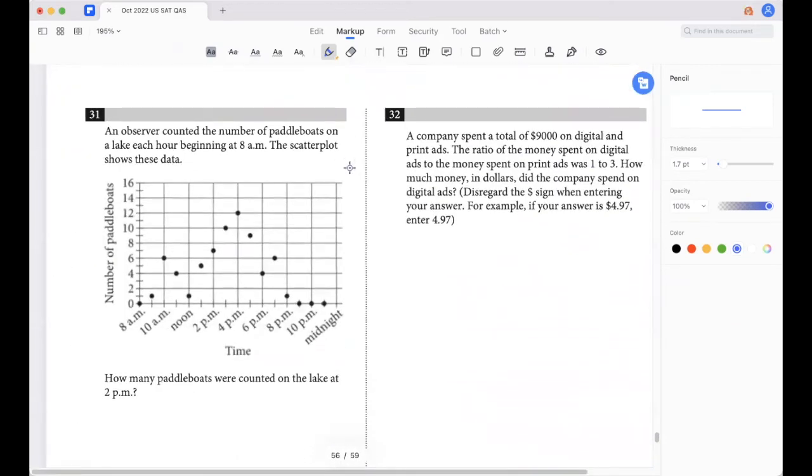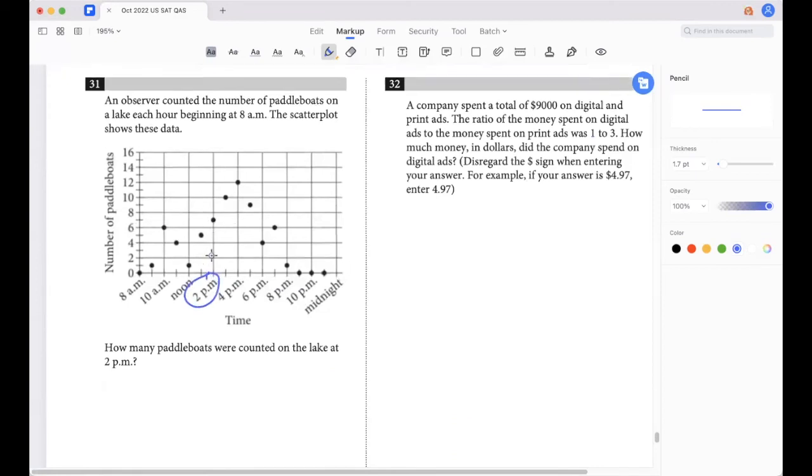An observer counted the number of paddle boats on a lake each hour beginning at 8 a.m. The scatter plot shows this. How many paddle boats were counted on the lake at 2 p.m.? 2 p.m. is this, right? So that would be 7.